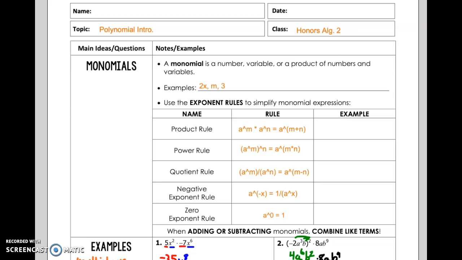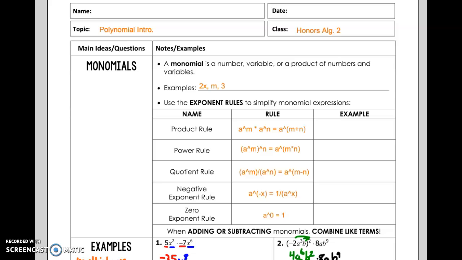Hi, Honors Algebra 2. This week we're going to be looking at polynomials, and so I hope that this is something that is a good review at the beginning as well with exponent rules, and then we'll go through how we name polynomials and combining like terms and multiplying, and so I hope a lot of this will be stuff that's comfortable for you.